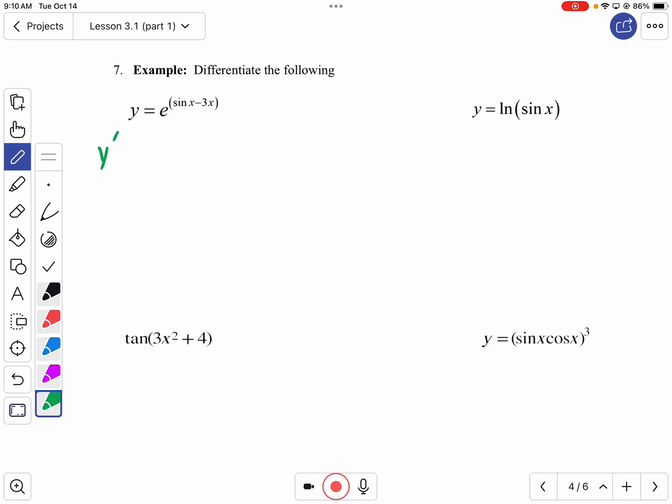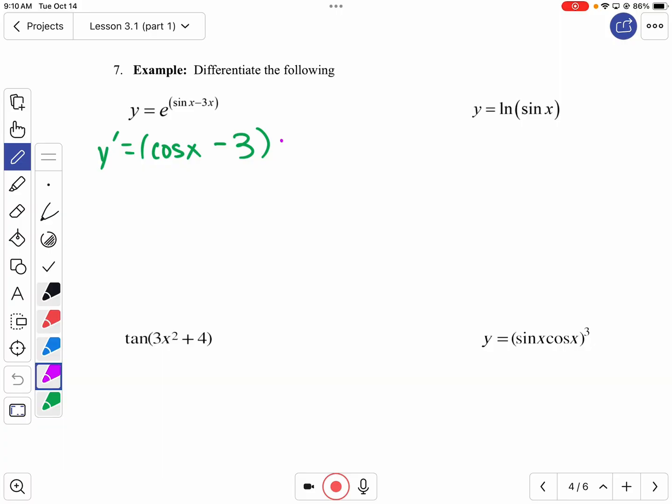So here we go. Derivative of the inside. Our inside has multiple terms this time, so I'm going to put it in a parenthesis. What would be the derivative of sine x? And derivative of minus 3x? Minus 3. So that's that full first derivative. It's not just one term anymore, it's two, so put it in a parenthesis.